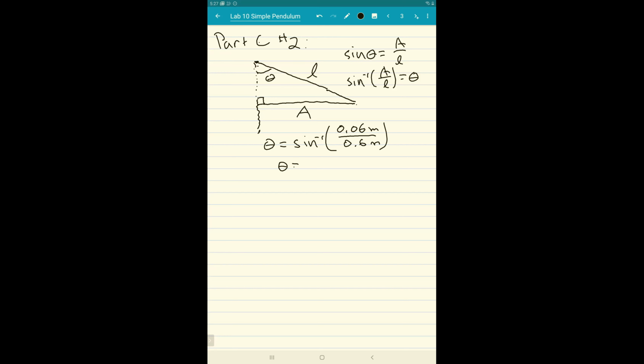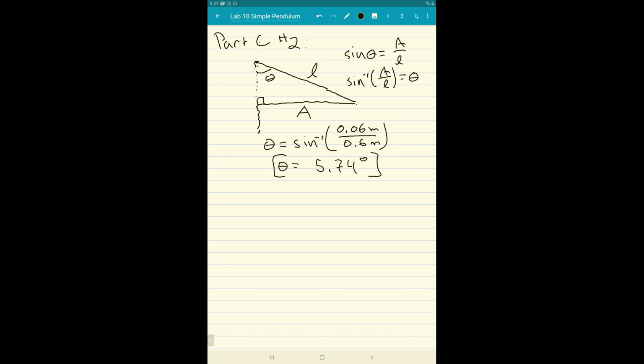And if you do that right there, let's go do it for you. We'll put it in degree mode just so I get degrees instead. Inverse sine of 0.06 divided by 0.6 is 5.74 degrees, which is pretty small. What's sine of 5.74? It's 0.1. But if you convert 5.74 degrees to radians, and you plug that into your sine, you're going to get about the same answer.